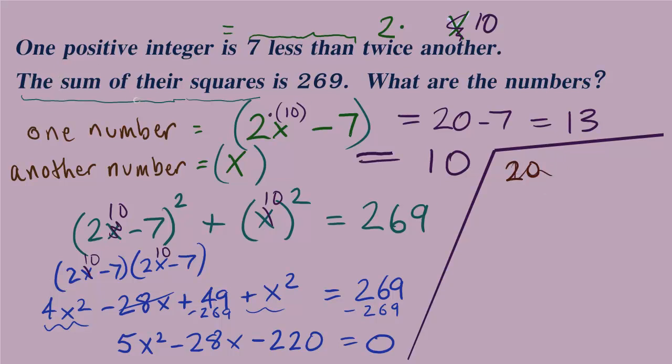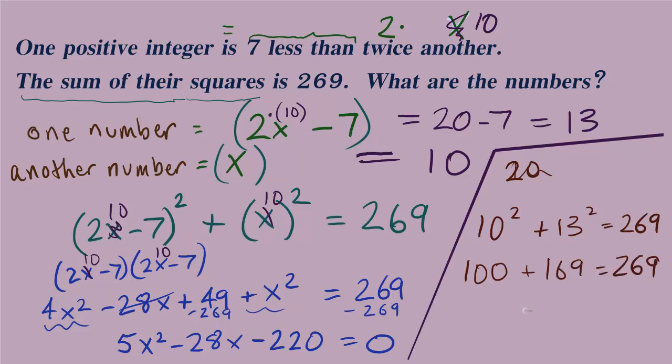What about the sum of their squares is 269? 10 squared plus 13 squared, will this equal 269? 100 plus 169 looks like a good check. So I'm confident with our answers, 10 and 13.